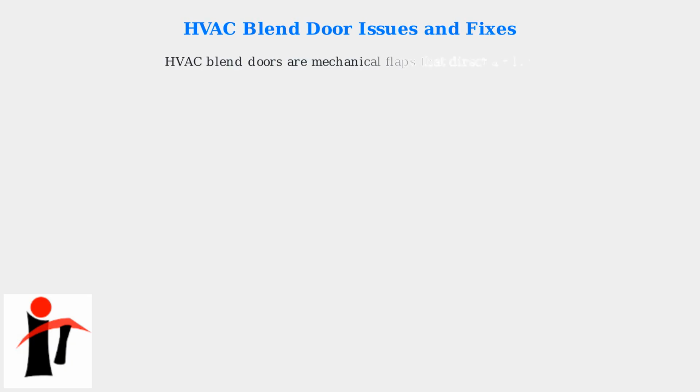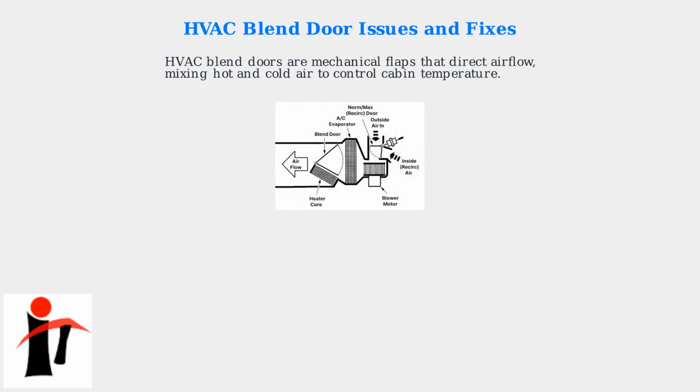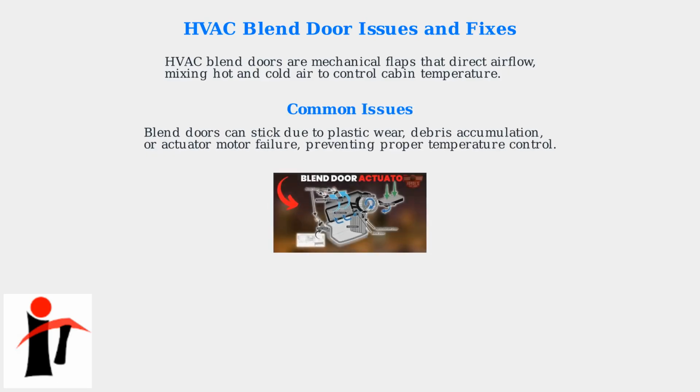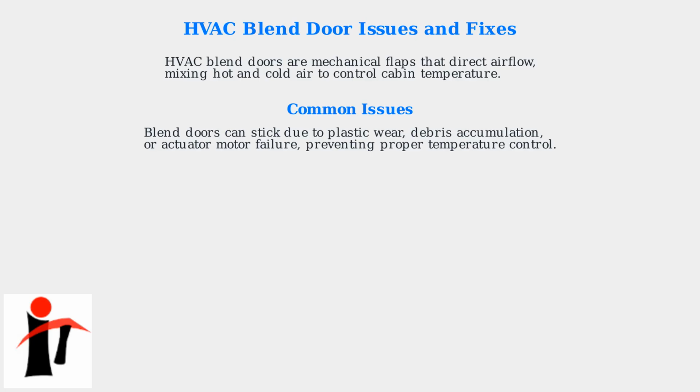HVAC blend doors are mechanical flaps that direct airflow in the heating and cooling system. They mix hot air from the heater core with cold recirculated air to achieve the desired cabin temperature. Common issues with blend doors include sticking caused by plastic wear over time, debris buildup from cabin air, or failure of the electric actuator motor. This can result in the system being stuck on hot or cold air.